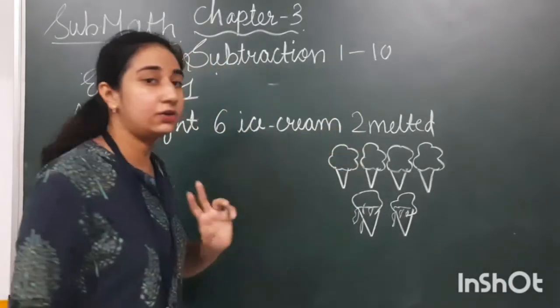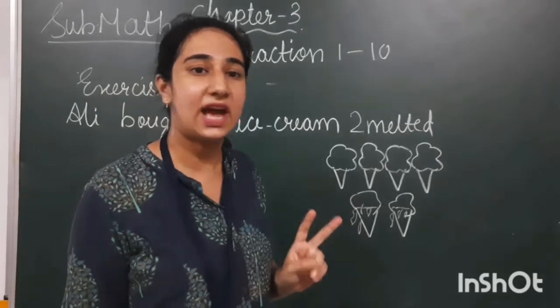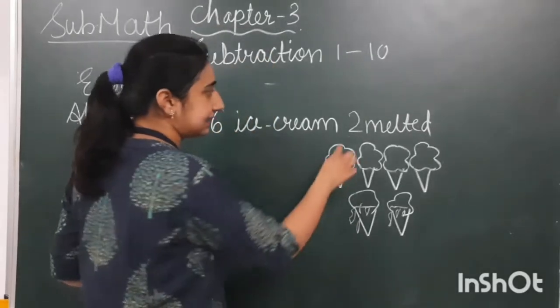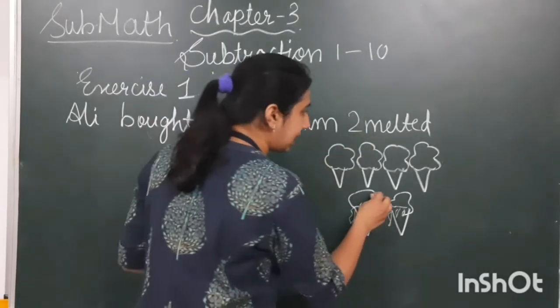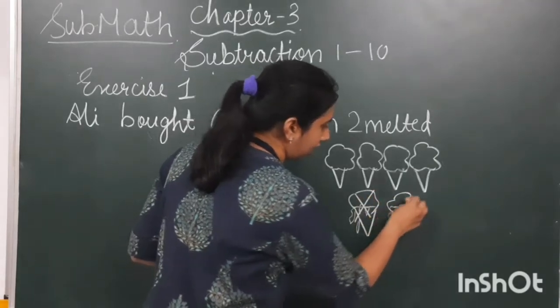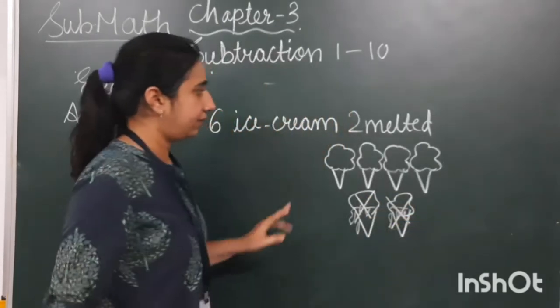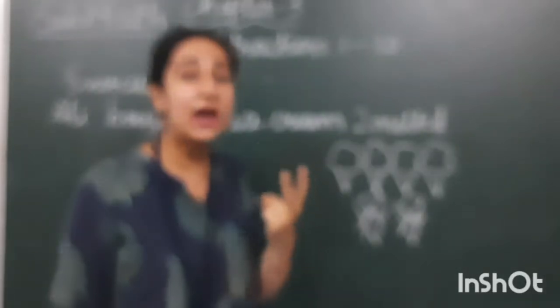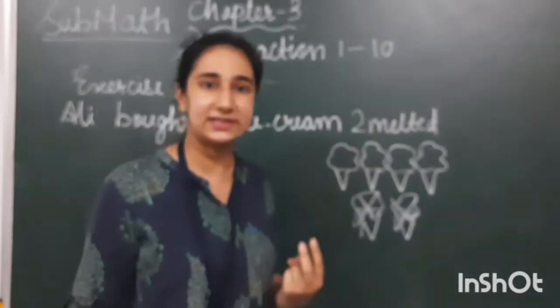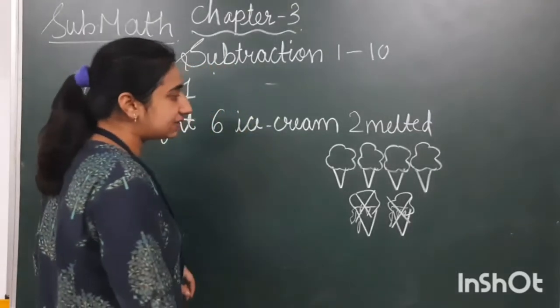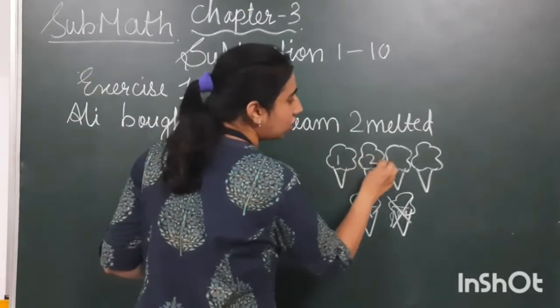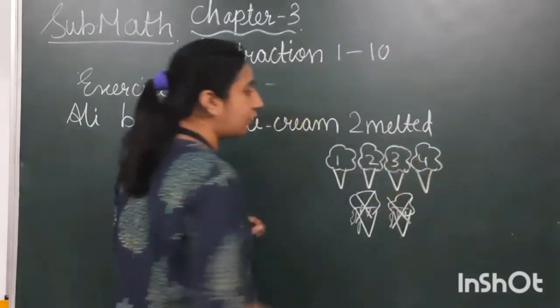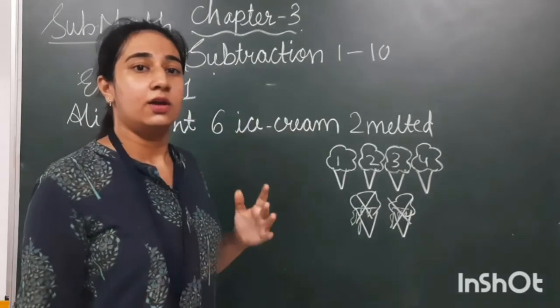See, which 2 are melted, I will cut that ice cream. As here 2 are melted, I will cut 2 ice creams. 1 and 2. Why did I cut 2 ice creams? Because here the number is given. 2 are melted, so I have cut 2 ice creams. Remaining ice creams are 1, 2, 3 and 4. 4 ice creams are remaining.